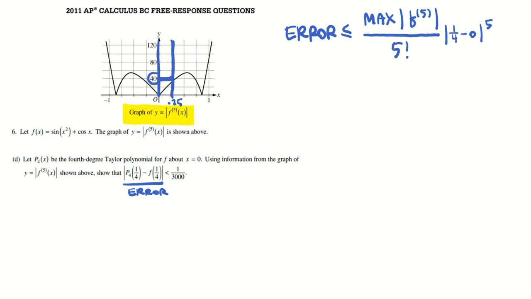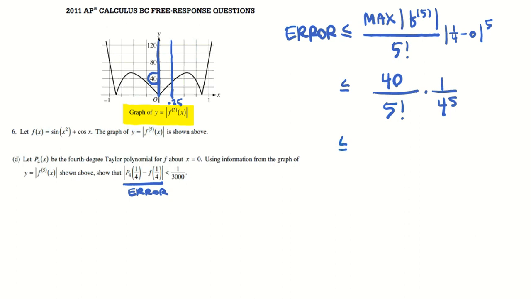But you know it's below 40 because you can see that little bit of space between the curve and the horizontal line that represents y equals 40. So now I'm going to plug in 40 for the maximum possible value of f's 5th derivative. I'm going to divide by 5 factorial, and I'm going to have a 1/4 to the 5th. And our job now is to show that that's less than 1 over 3,000, and we're going to be able to do it.